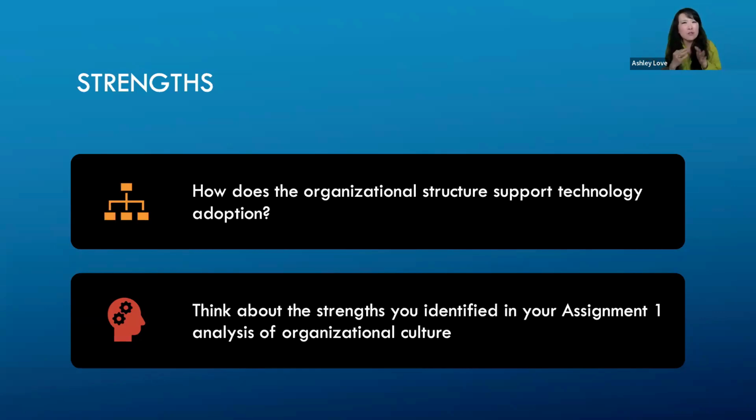You also have to think about the strength you identified in assignment 1 by analyzing the organization culture. I know some of you mentioned that your organization is very agile. They're willing to try out different things. There are some organizations, for instance, that may be more comfortable doing things in a traditional way. So you have to think about the strength and realize what's there in order to move forward.